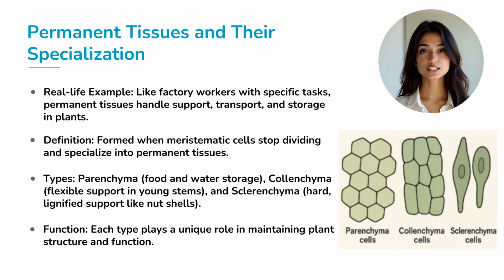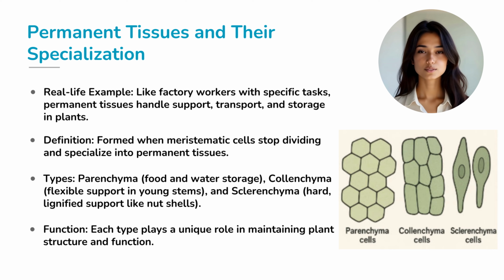Parenchyma cells act like storage units, keeping food and water ready for the plant. Collenchyma cells provide flexible support, especially in young stems, helping them stay upright but still bend with the wind. And sclerenchyma cells form the tough, rigid framework with thickened walls, giving plants real strength, like the hard shell of a nut. Together, these permanent tissues keep the plant stable, nourished, and protected, each contributing in its own way to the plant's survival.